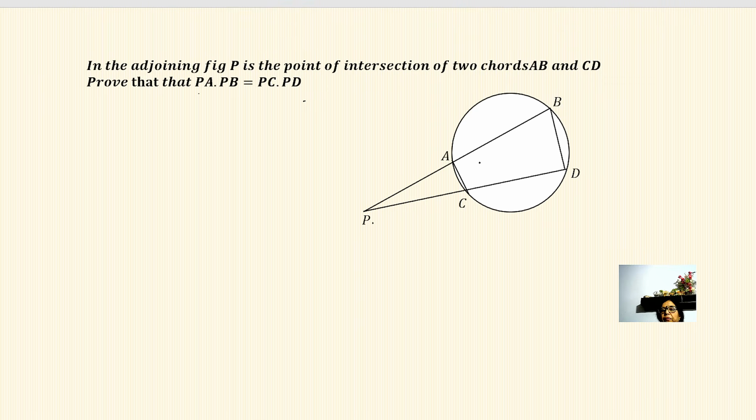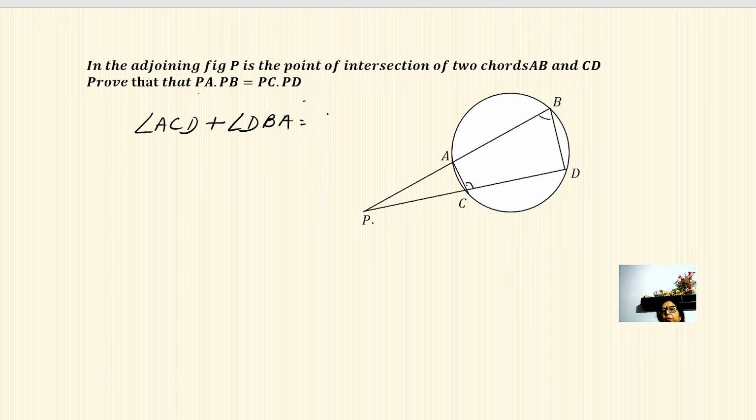Now there we'll apply the important concept of the cyclic quadrilateral, that is, the sum of the opposite angles of a cyclic quadrilateral is 180 degrees. So we can write down angle ACD plus angle DBA.